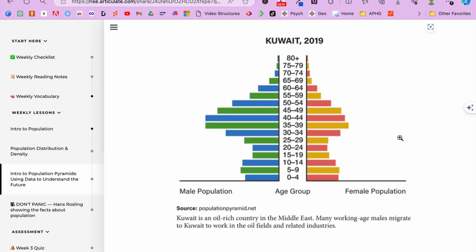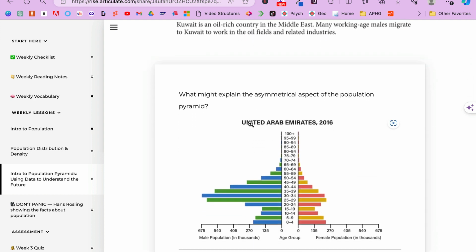Looking at this country, an oil-rich country in the Middle East, many working age males migrate here to work in the oil fields. So that's why we have this extension over on the male side. Look how old this is. We have a lot of people that are working age. And as we know, a lot of single males are going to be emigrating or immigrating for work opportunities.